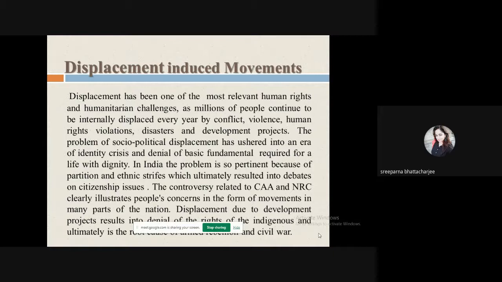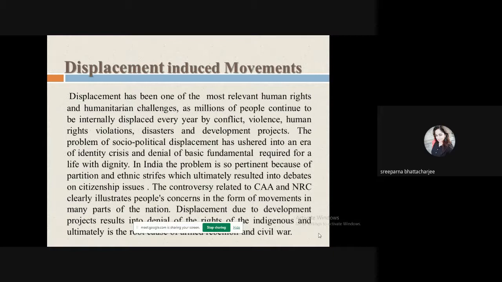Why is it the denial of basic fundamental rights? The reason is that the people who are displaced and who take shelter in other parts, or in another nation, are denied some of the basic rights, like the right to vote, citizenship rights, and others. And this has given rise to the controversy around the Citizenship Amendment Act and the National Register of Citizens. So this is a very pertinent point, where we find that there is a continuous movement, sometimes for securing their rights, and these movements also have implications for human rights.